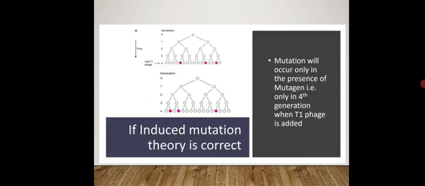Okay, when there will be a mutation, these cells develop resistance against T1 phage, they will not lyse, they will not get killed. Okay, that will be the case.